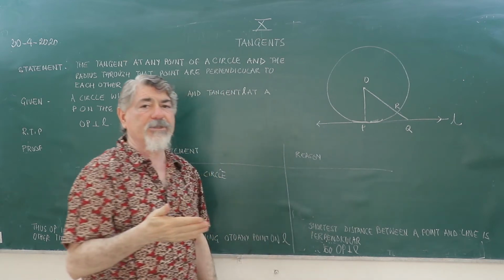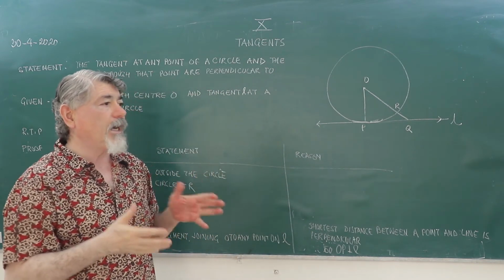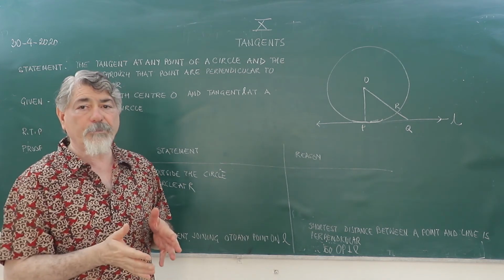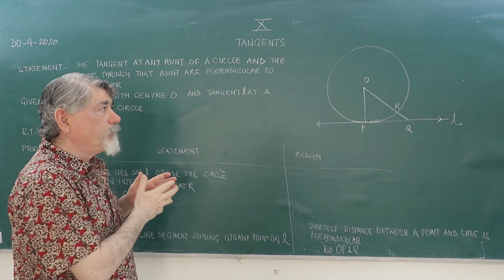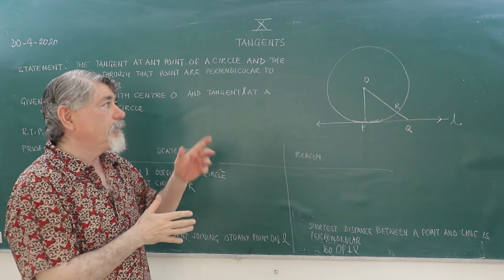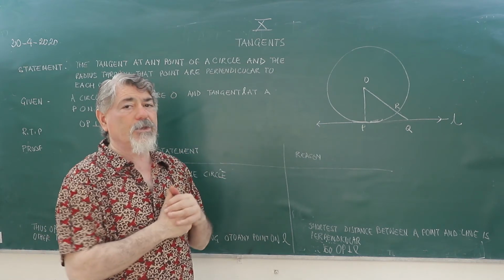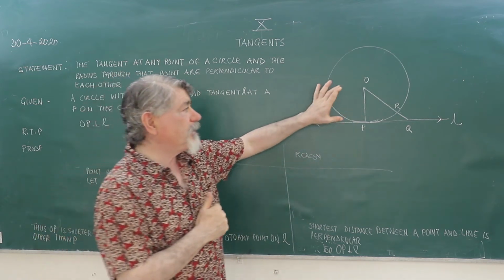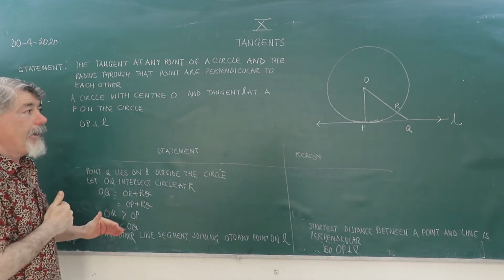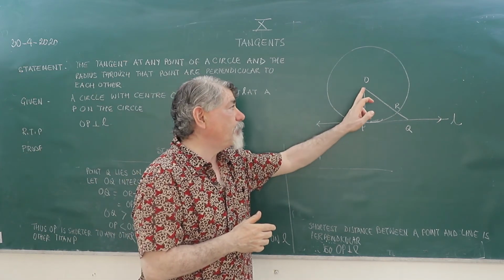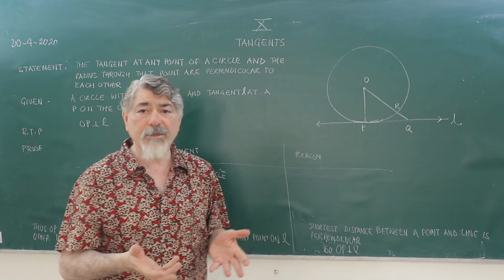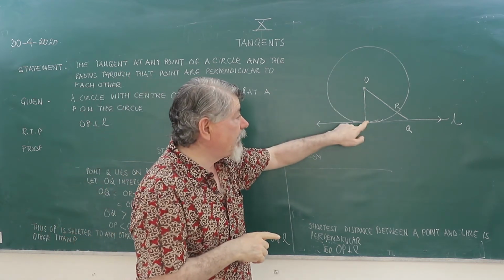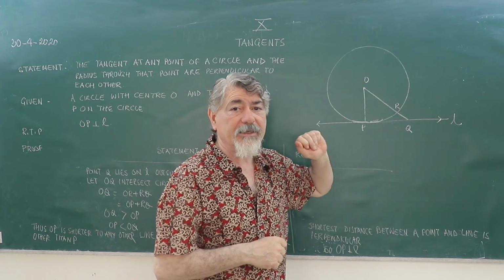That means any point I take on the line L and join it to O, the distance of that point Q, which is not unique, will be greater than OP. That means if I draw many line segments starting from O and finishing on the line L, I'll find OP will be the shortest distance. The shortest distance between a point and a line is perpendicular. Perpendicular distance is the shortest distance. That is why OP will be perpendicular to this line L.